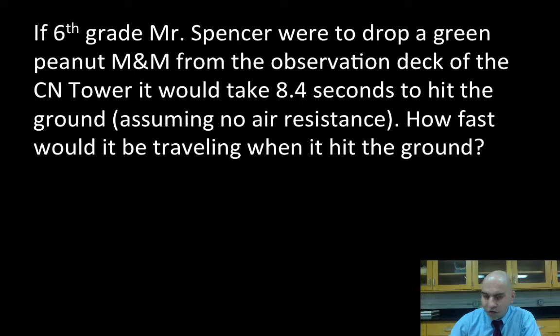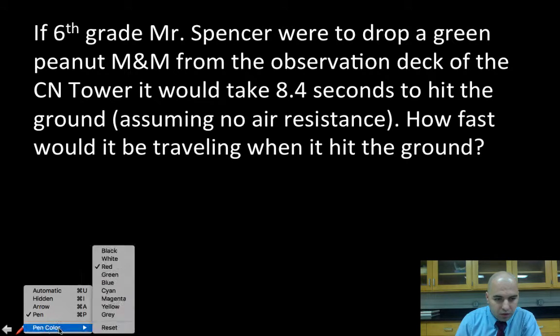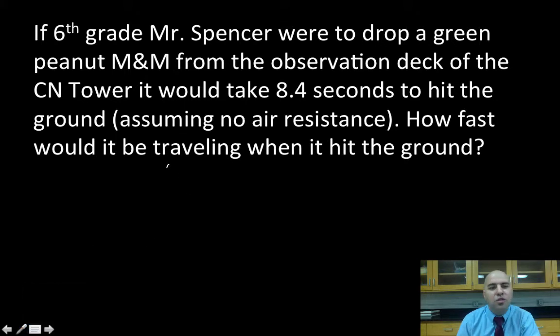So here's our first example. Now let me get my pen up and running here. Make sure that we've got the right color. Come on. All right, so here's what we've got. If sixth grade Mr. Spencer were to drop a green peanut M&M, once again, I have no idea why it had to be a green peanut M&M, but that's just what I said, from the observation deck of the CN Tower, it's going to take about 8.4 seconds to hit the ground. And we're playing pretend here. We're assuming that there's no air resistance. Now, how fast would it be traveling when it hits the ground?